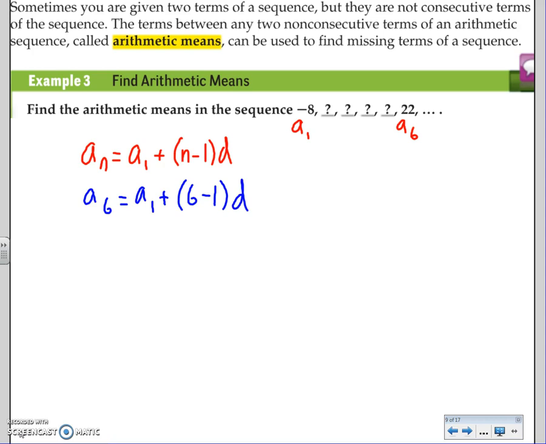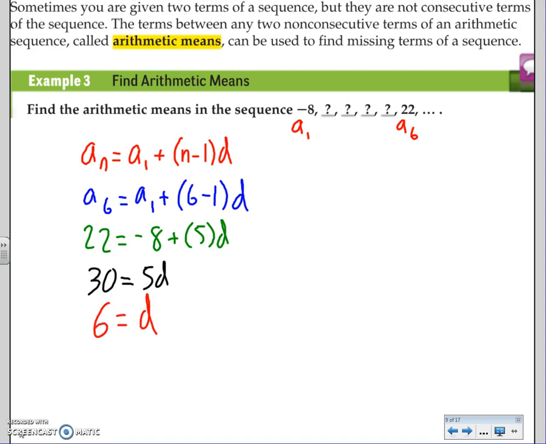We're going to plug in what we know. So a sub 6 we know is 22 equals a sub 1 is -8 plus 6 minus 1 is 5 times d is 5d. We're going to add 8. So that makes this 30 equals 5d. We're going to divide by 5. We get d equals 6. Now that we know the common difference, we're going to use it. We're going to add it.